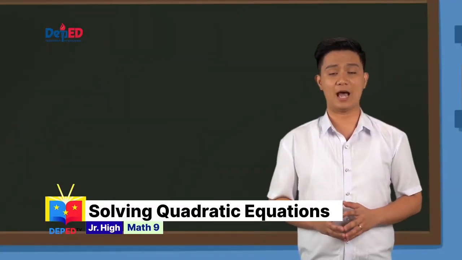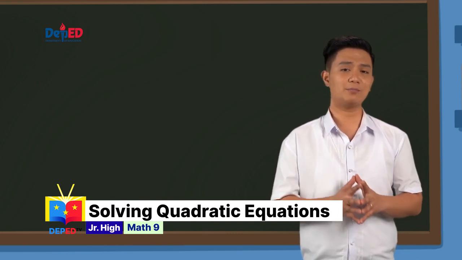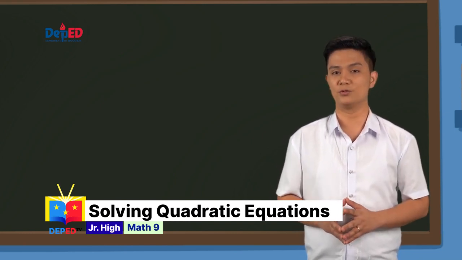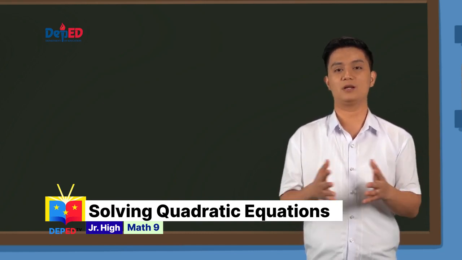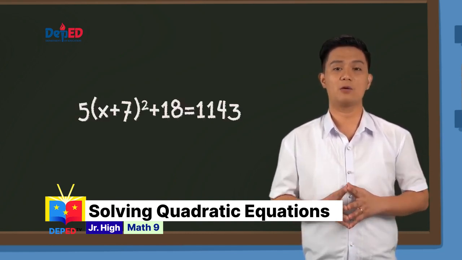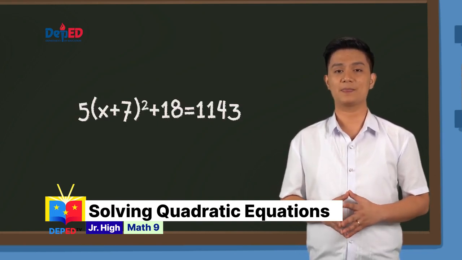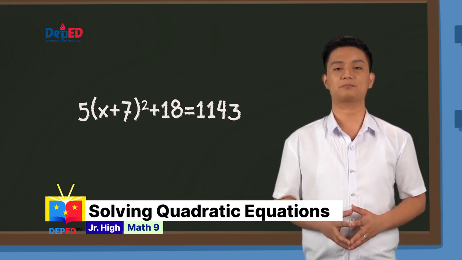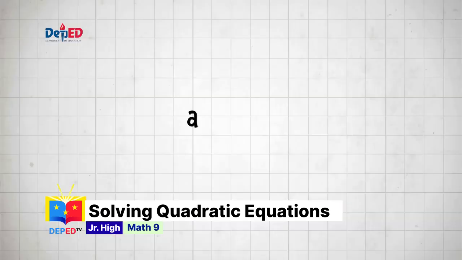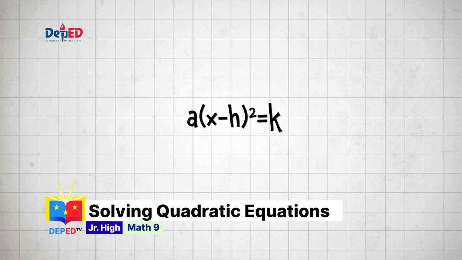Let's have more examples of quadratic equation that can be solved by extracting square roots. So, here is the second one. 5 multiplied by the square of x plus 7 plus 18 equals 1143. It is of the form a multiplied by the square of x minus h equals k. So our target is to make a equal 1 and eliminate the constant term on the left side.